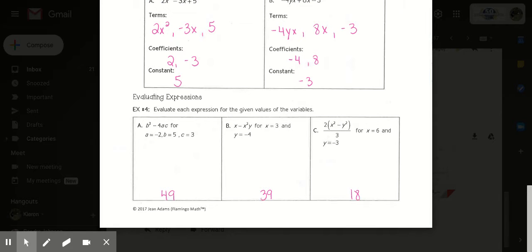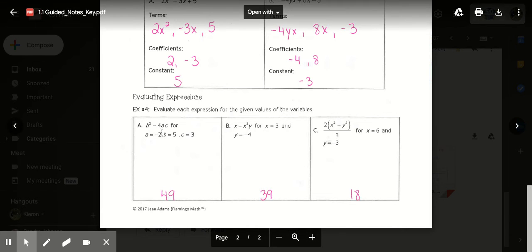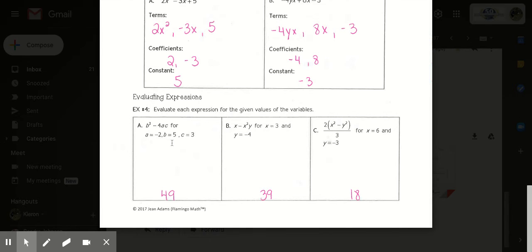Last thing we'll look at here is evaluating expressions. So for each expression, we need to solve it. Evaluating means that we're actually going to find out what the answer is. So if we were to plug in negative 2 for A, 5 for B, and 3 for C, we would plug it all in, put it in our calculator, and we'll get 49.